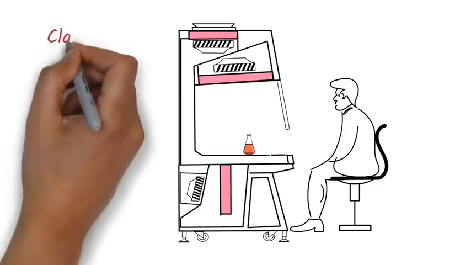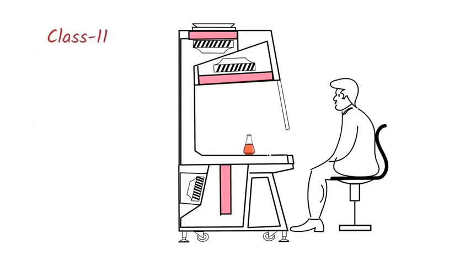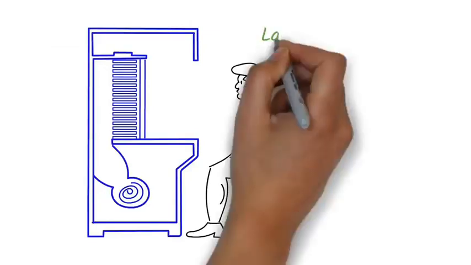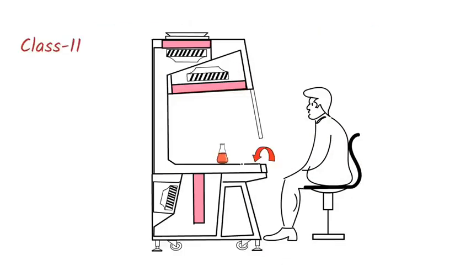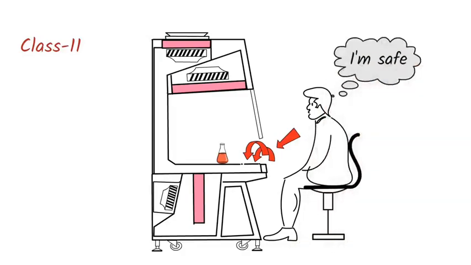On the other hand, in the Class 2 biosafety cabinets, the air enters the cabinet through the front grille. If you remember, in the laminar airflow, the airflow is towards the operator. Whereas in this case, the air is pulled from the front grille, which means the dirty air is pulled from the operator side, thus providing safety to the operator.